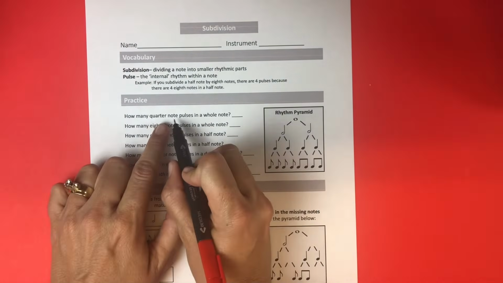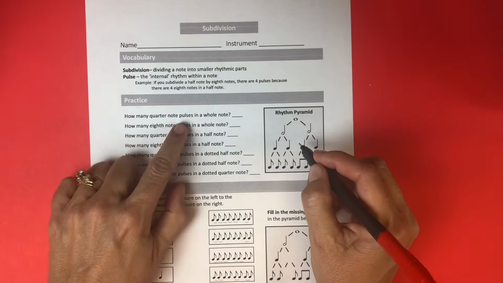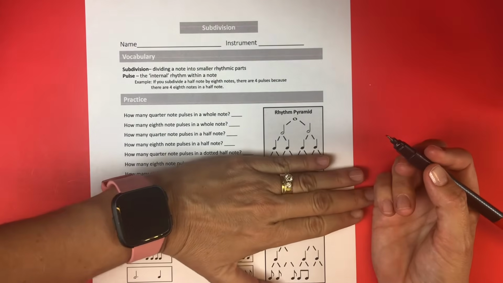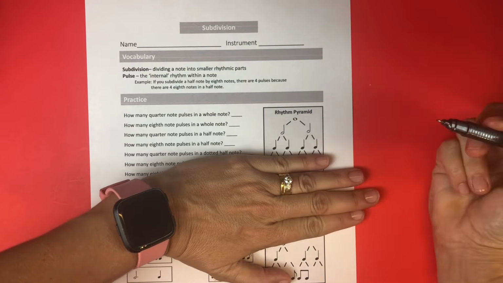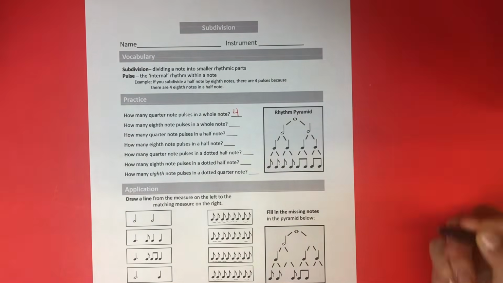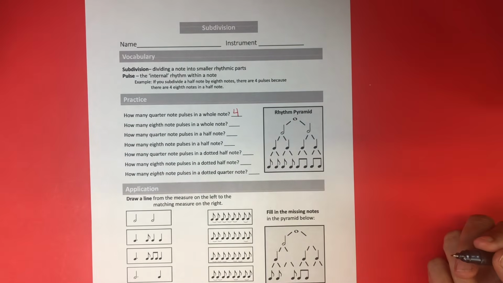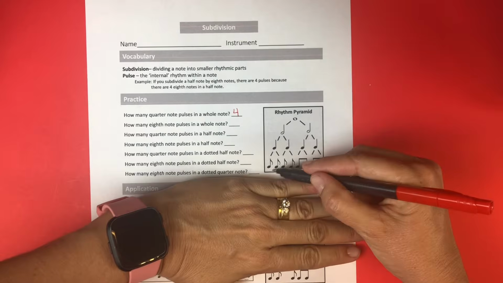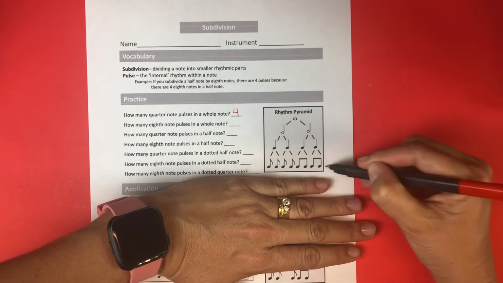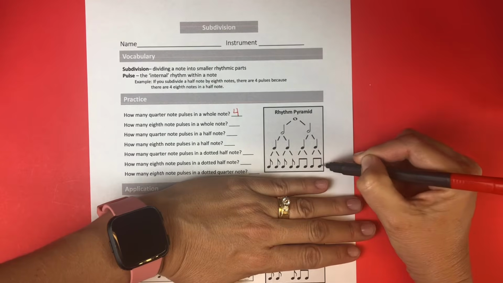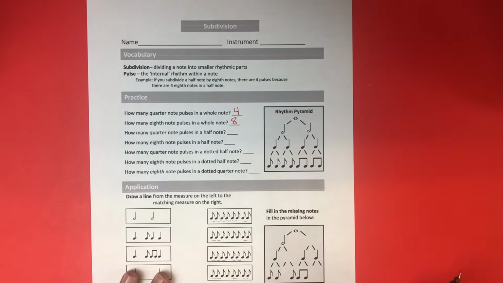All right, so how many quarter note pulses? If you were going to do an x-ray and look for quarter notes, how many quarter notes would you find inside a half note? You're only going to go to here, and you're going to see there are 4 quarter notes. So your answer right here is 4. Okay, how many eighth note pulses are in a whole note? This time you're going to come all the way down to right here, still talking about a whole note. So there are 1, 2, 3, 4, 5, 6, 7, 8. 8 eighth notes within a whole note. Okay, pause the video and go ahead and answer the rest of those questions.